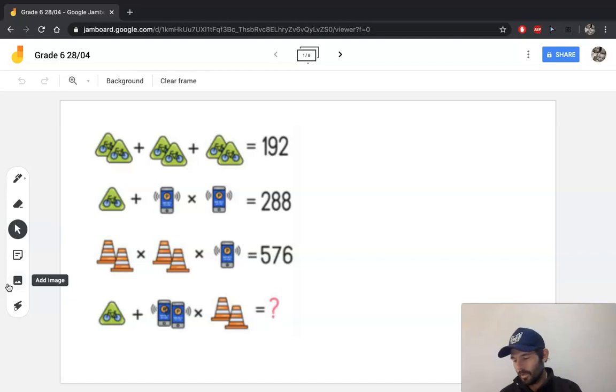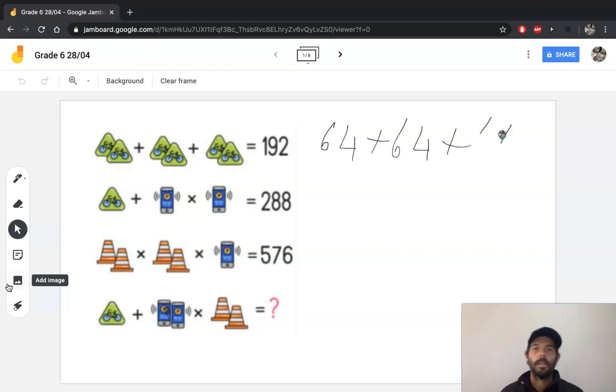So 2 of those signs is worth 64. So if I add 64 3 times, okay, 60, 60, 60 is 180. And then 4 plus 4 plus 4 is 12, and the 180 plus the 12 gives me 192. Okay, then I know that I've got 32, and I need to add that to 254.